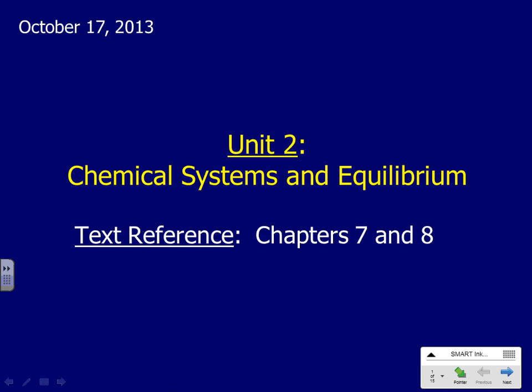Okay, this term seems to be moving very slowly. We're at Unit 2. So essentially Unit 2, chemical systems and equilibrium.